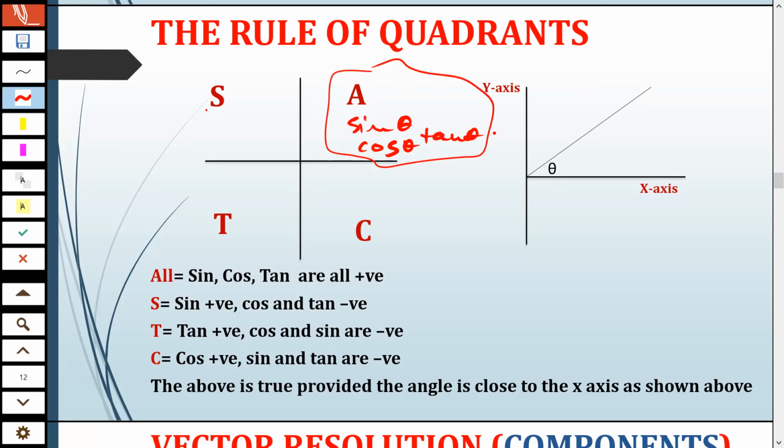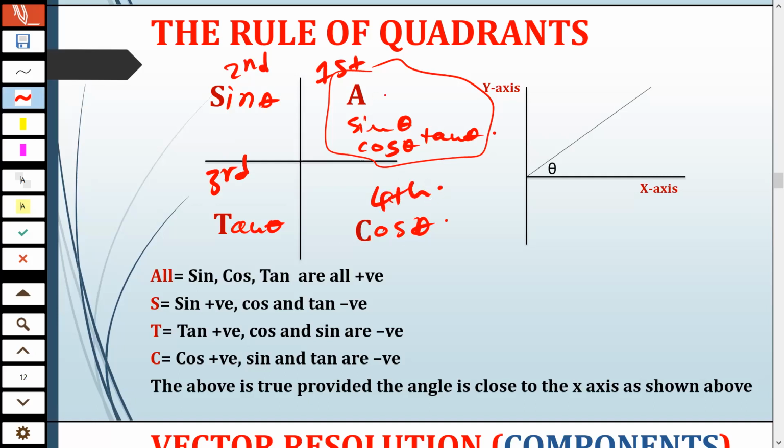And then in the second quadrant, only sine theta is positive. In the third quadrant, only tan theta is positive. In the fourth quadrant, only cos theta is positive. And how do you master this? Okay, this one is the first quadrant, this one is the second quadrant, then this one is the, oh, sorry. This one is the third quadrant, this one is the fourth quadrant. So now how do you master these quadrants?